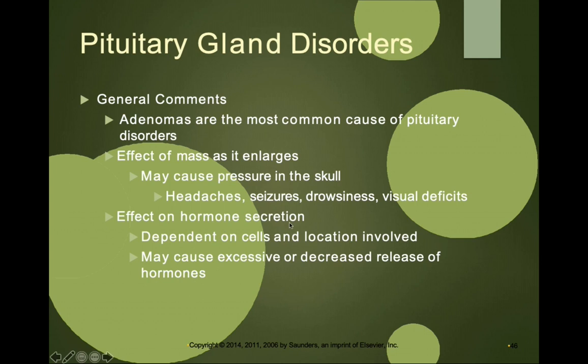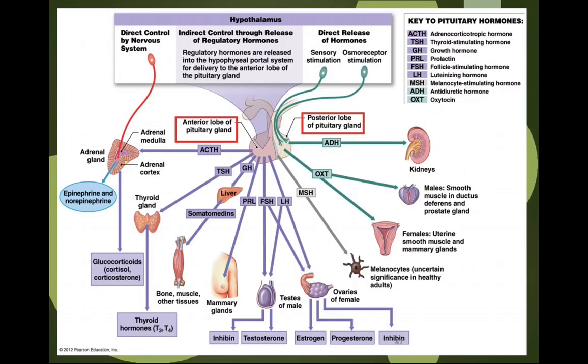The effect on the hormone secretion depends on the cells and the location. Is it affecting the anterior pituitary? Is it affecting the posterior pituitary? And it can cause either an excess or decreased release of hormone. So you have to know the location and the hormones affected, and is it too much or too little.